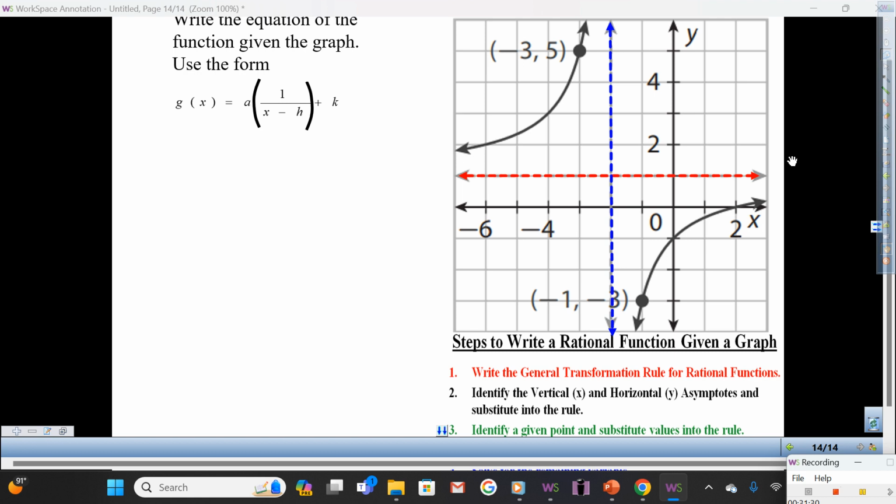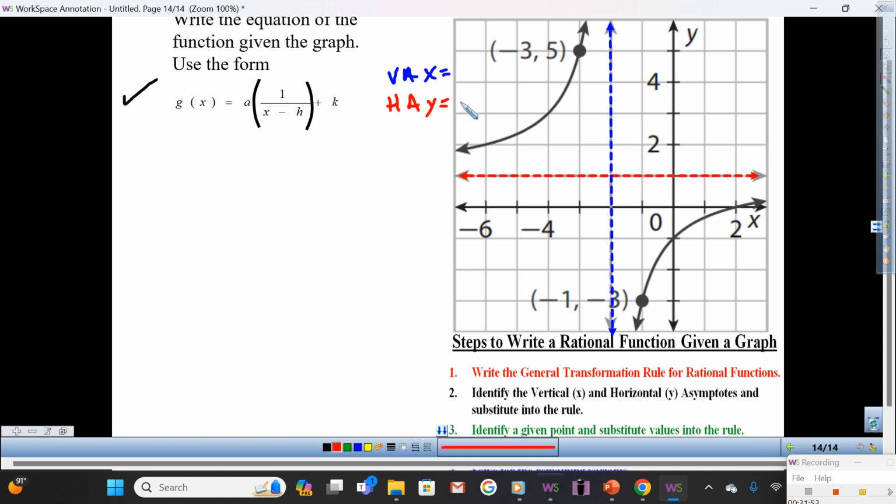Here goes the process. Basically, in order to write an equation, we work our way backwards. Y'all ready? Here it goes. Step 1, we need to write the form. Did they give us the form? Yes, Mr. Q. Step 1 is done because they told us to write that down. Step 2, identify the VA and the HA. So let's do that part together.